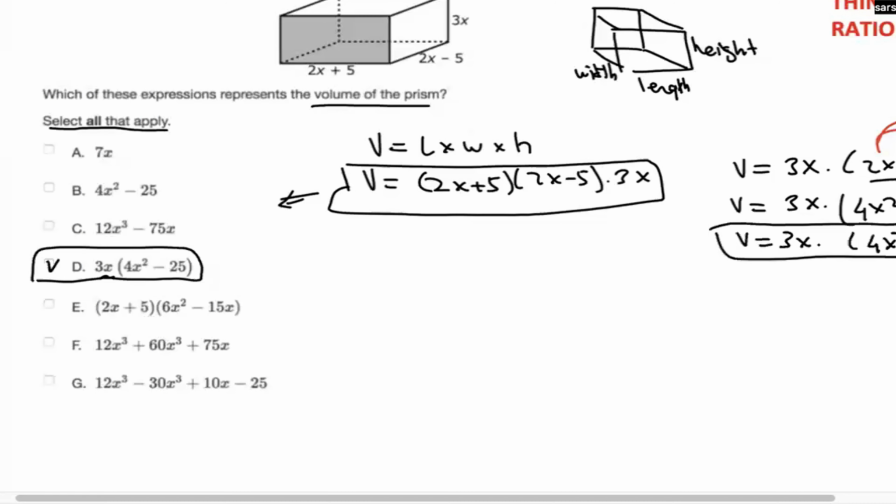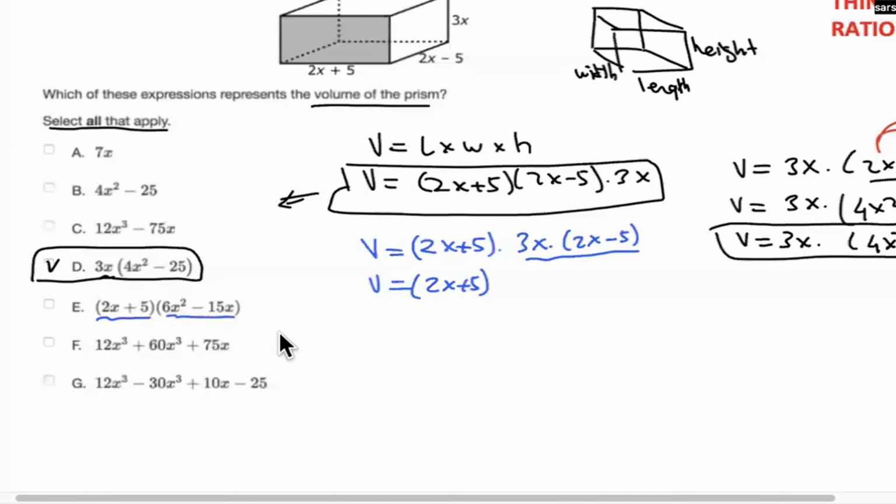Let me use a different color here. Let's say 2x plus 5 remains aside, another volume expression, not with different factors, but the same. Let me put 2x plus 5 aside this time, not the others. So I will multiply 3x and 2x minus 5. These two terms I will multiply because in the options 2x plus 5 is aside, and I need to check whether 3x times 2x minus 5 is equal to maybe 6x squared minus 15x.